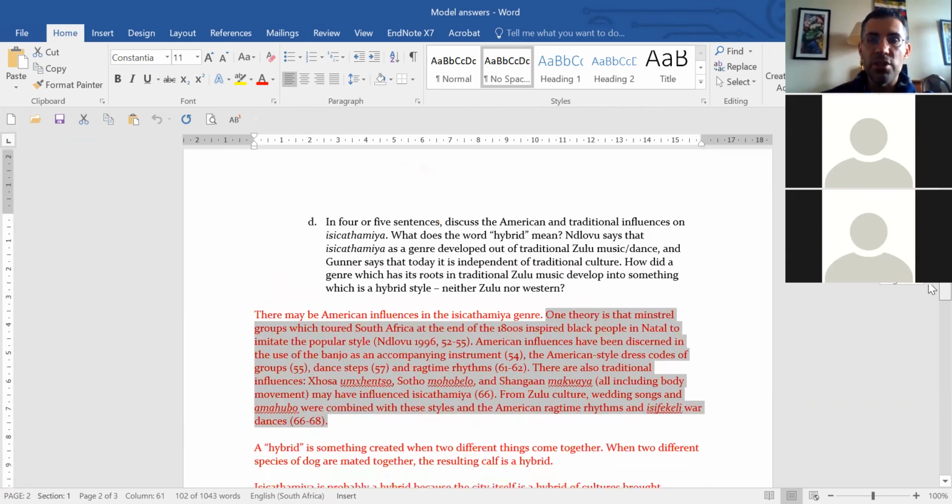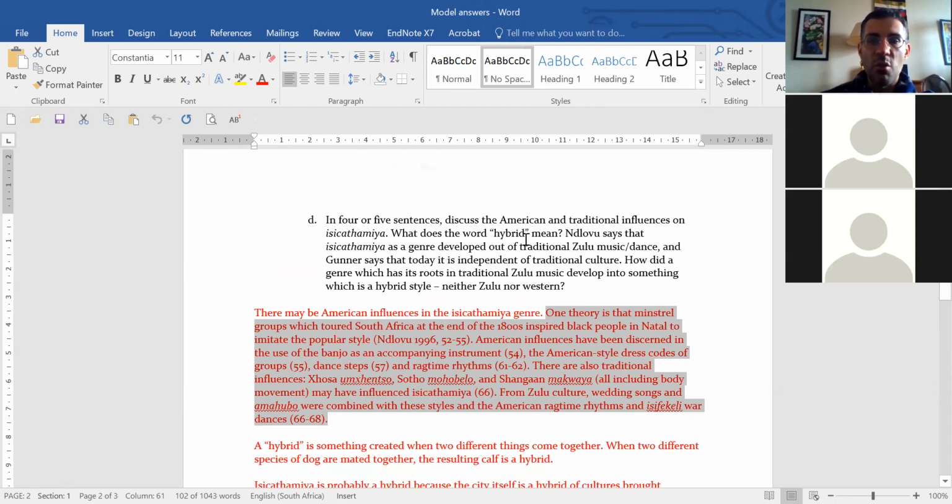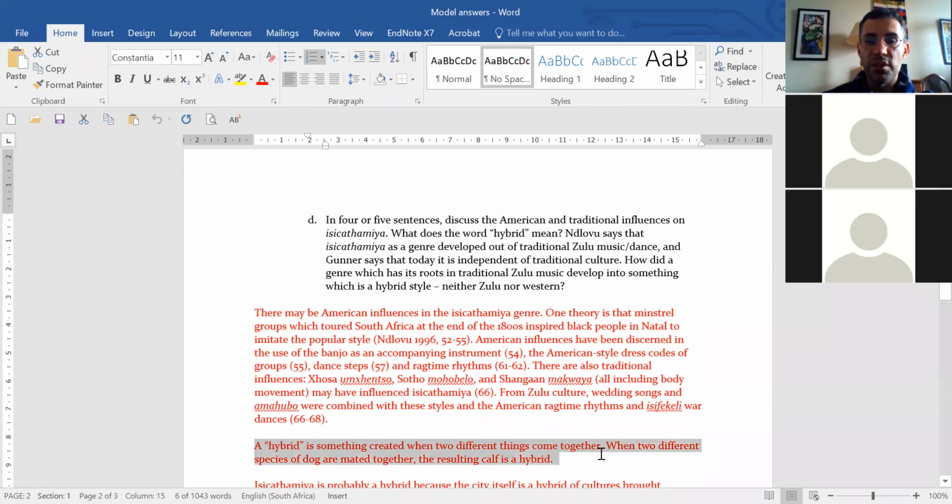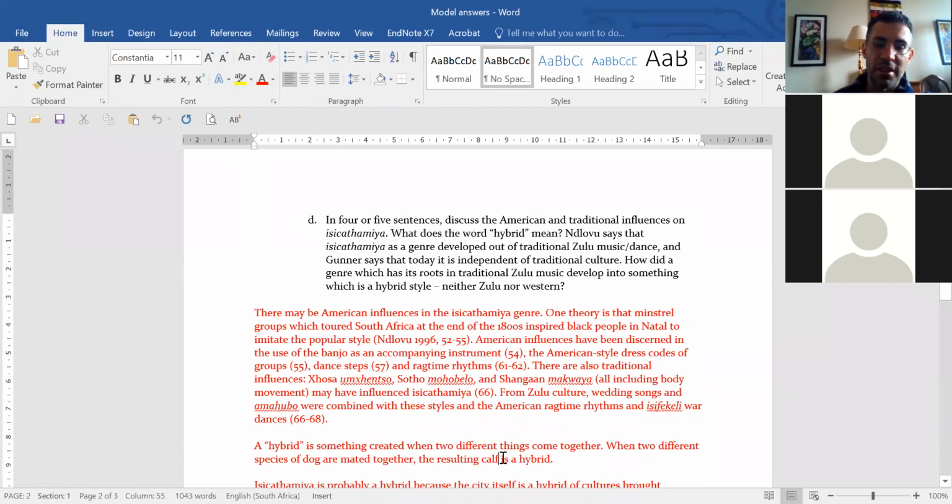The second part of the question says, what does hybrid mean? I've said here, hybrid is something created when two different things come together. When two different species of dog are mated together, the resulting calf is a hybrid. Okay. So, sorry, that should be puppy, a resulting puppy, not a calf. I must have been thinking about cows at that time. Okay.